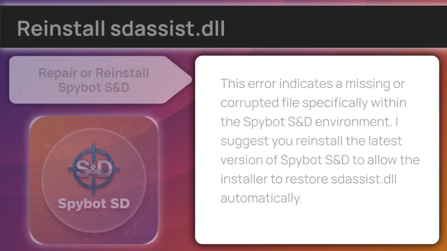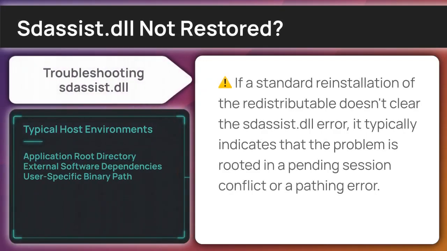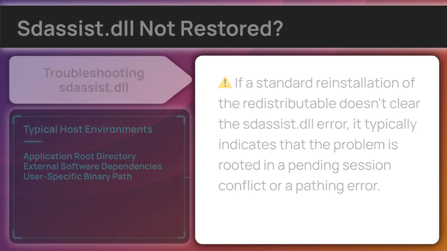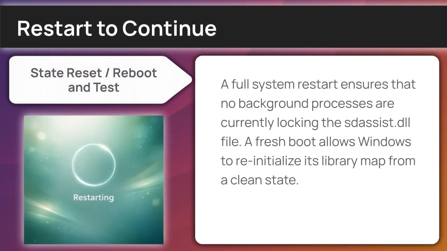If the application still won't initialize, we need to shift our focus to how the Windows loader is interacting with the library. A full system restart clears the temporary memory cache and allows Windows to attempt a fresh initialization of all required libraries, including SD Assistant Library.